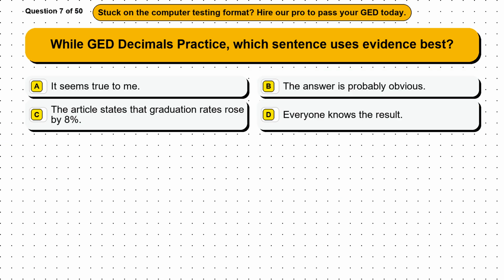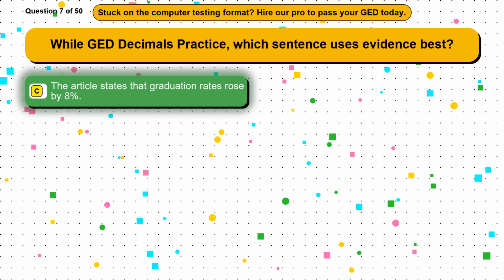Question 7. While GED Decimals Practice, which sentence uses evidence best? Option A, it seems true to me. Option B, the answer is probably obvious. Option C, the article states that graduation rates rose by 8%. Option D, everyone knows the result. The correct answer is option C.